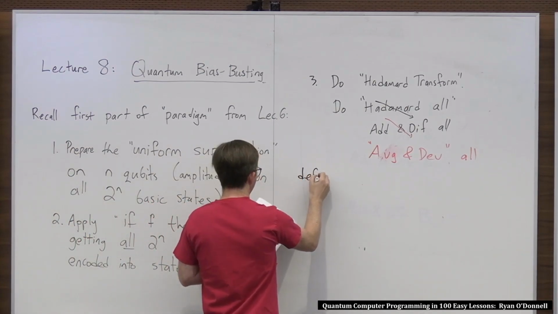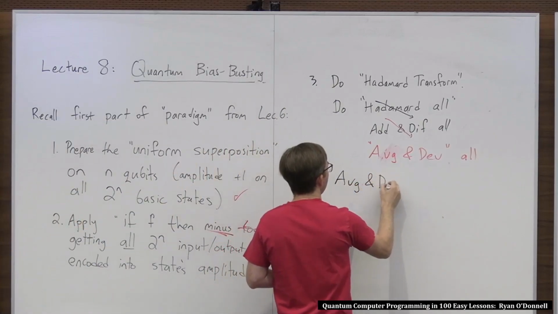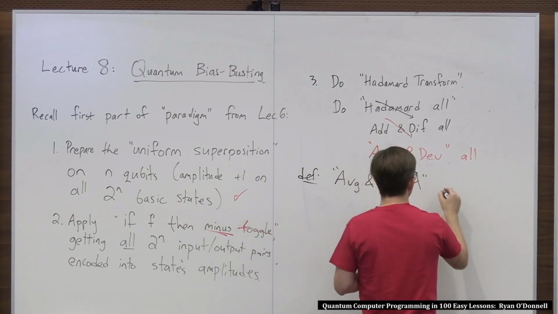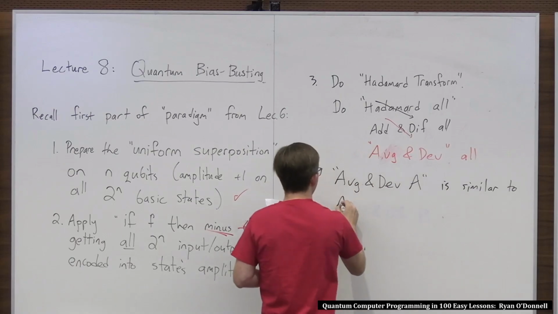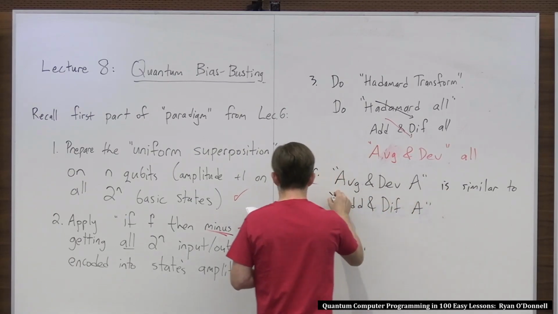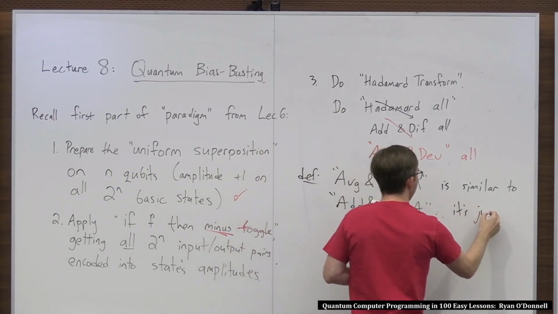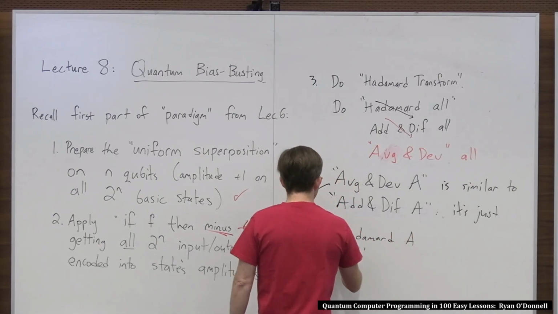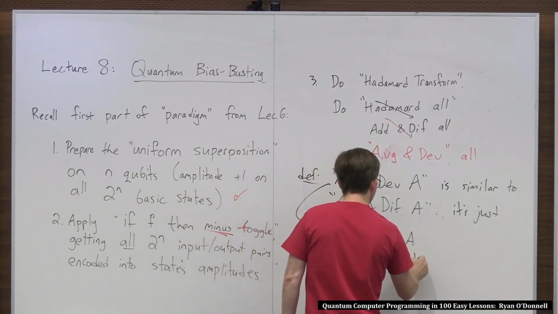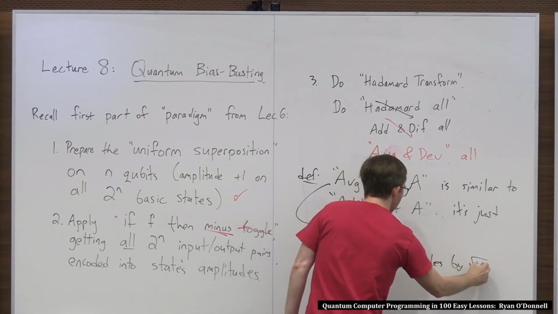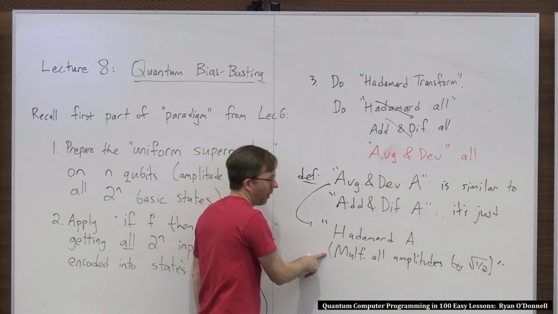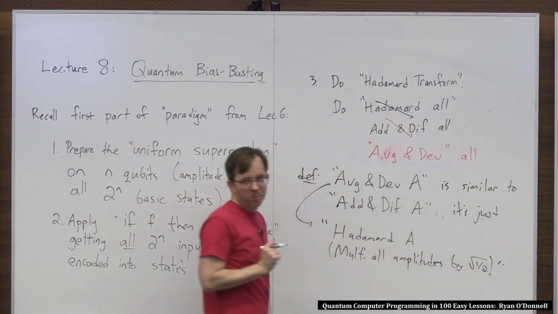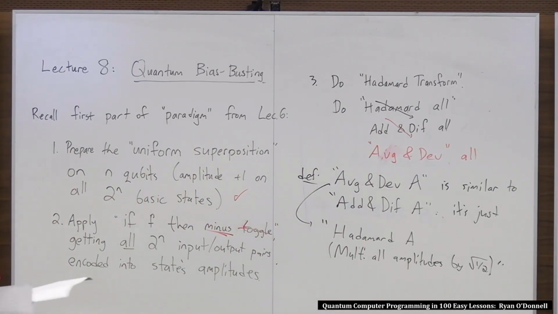So let me do this definition. This instruction, average and deviation on a qubit A, is a one qubit operation, just like Hadamard. This is just shorthand for doing it on all the qubits. It's similar to add and diff A. It's equivalent to Hadamard A, and then multiplying all amplitudes by square root of half. So it's really just Hadamard, but then you change all the amplitudes by the same factor to make your life less annoying. And add and diff was the same thing, except we divided all amplitudes by square root of half. Again, it's just some different bookkeeping.